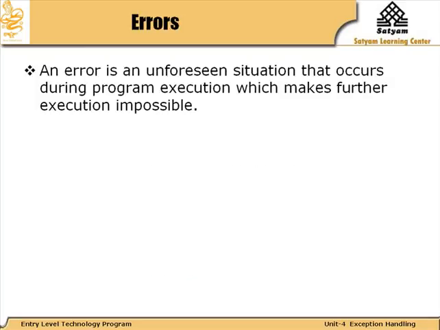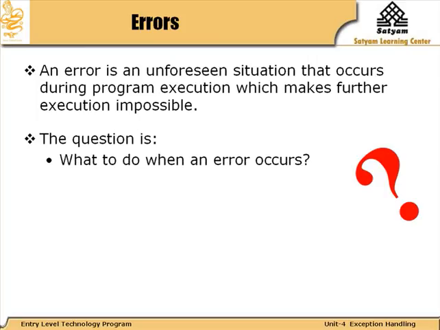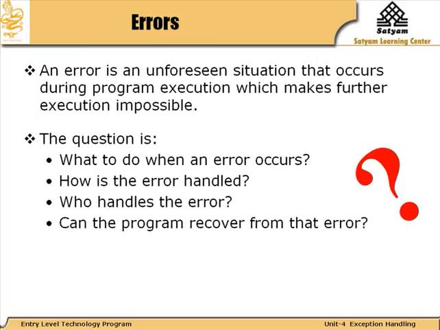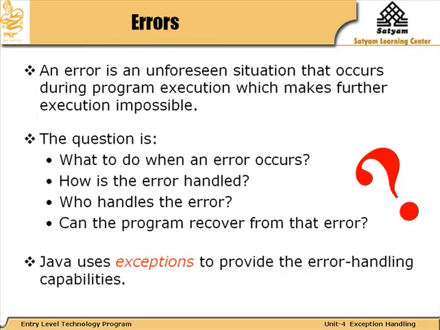Errors. An error is an unforeseen situation that occurs during program execution, which makes further execution impossible. Now the question is, what to do when an error occurs? How is the error handled? Who handles the error? Can the program recover from that error? The answer to these questions is the Java Exception Framework. Java uses exceptions to provide the error handling capabilities.